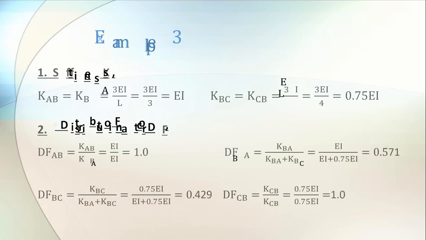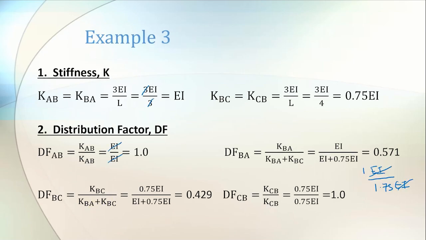Okay, so you ada beam BA and BC. Okay, jadi you kira 0.75 EI divide with 1.75 EI. You get 0.429. And for DFCB, so KCB divide with stiffness at support C.